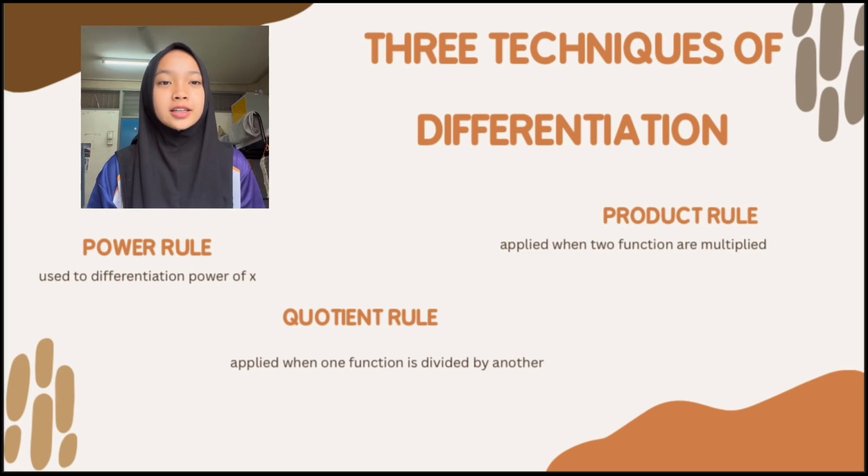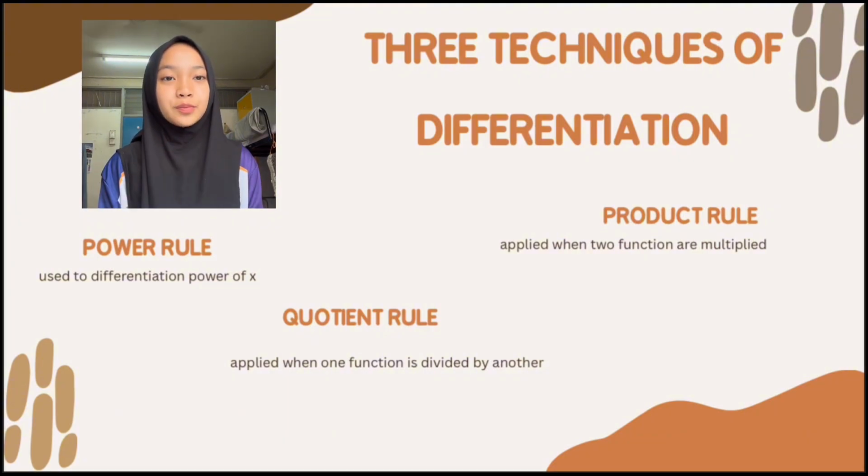Next is techniques of differentiation. First is the power rule. It is used to differentiate the power of x. Second, we have the quotient rule. It applies when one function is divided by another. The last one is the product rule. It applies when two functions are multiplied.